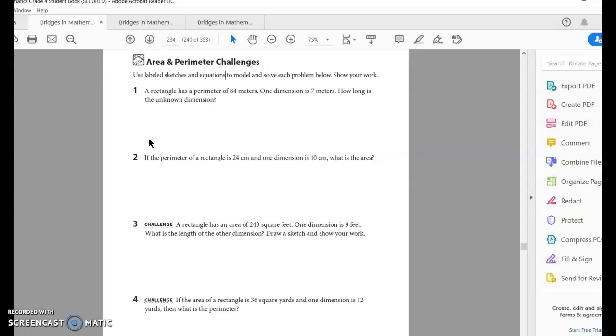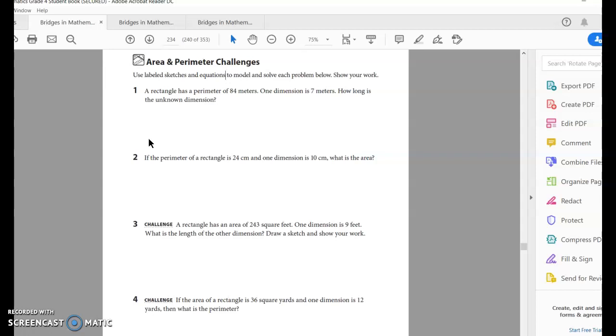All right, number 3. We have 2 challenge problems today. Number 3, our first challenge problem. A rectangle has an area of 243 square feet. One dimension is 9 feet. What is the length of the other dimension? Draw a sketch and show your work.